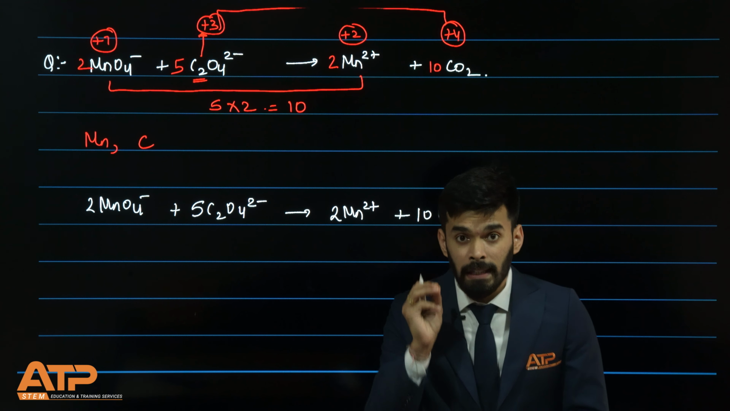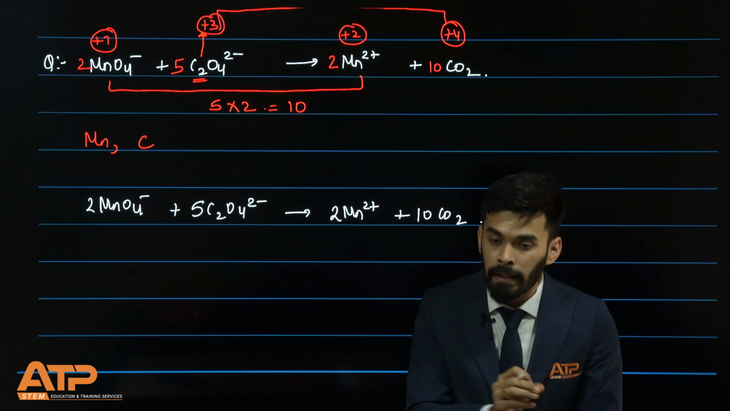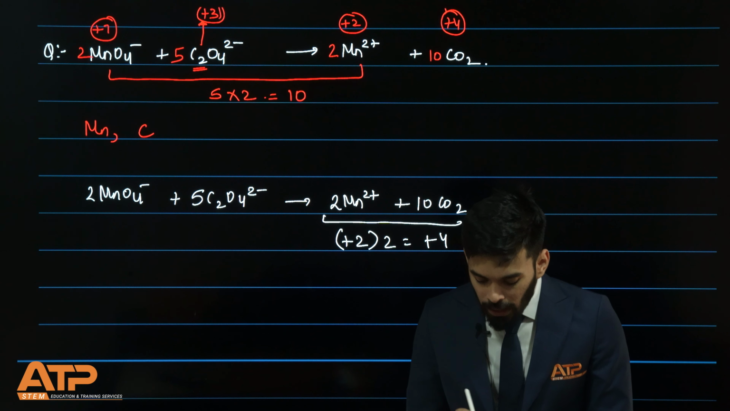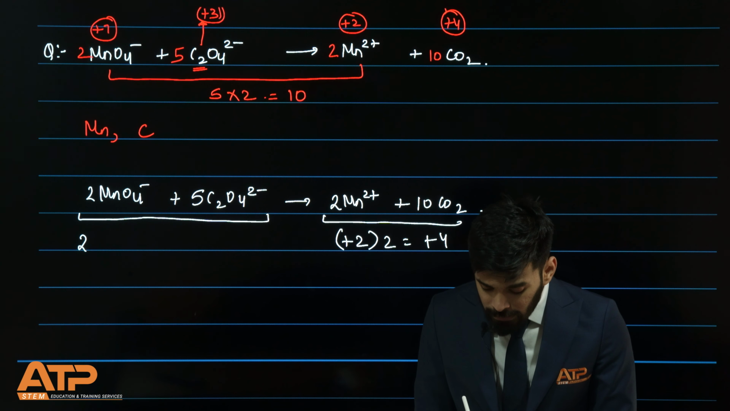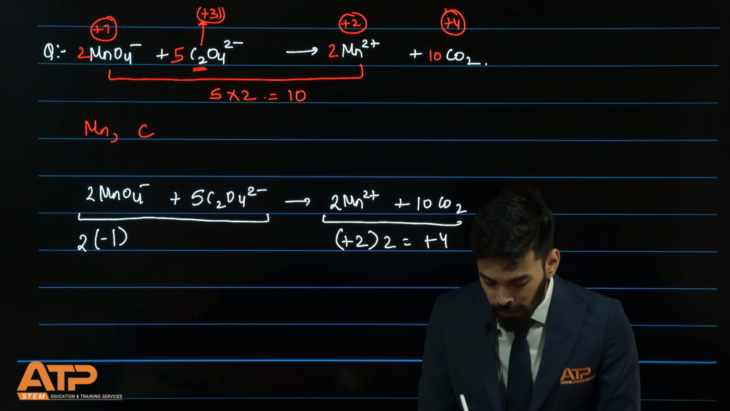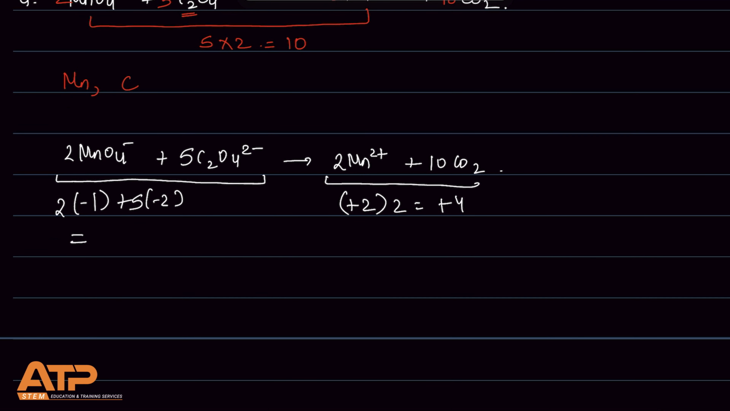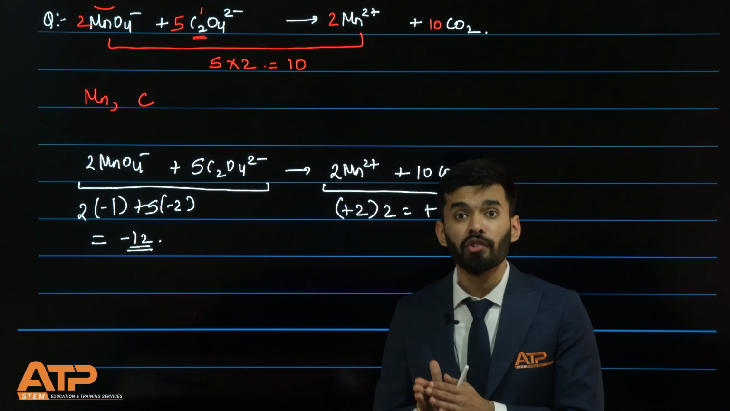So what is the net charge on the product side? On the product side, the net charge is, see, manganese has a charge of +2 and there are 2 manganese atoms, so the net charge on the product side is +4. Whereas on the reactant side, what is the net charge? On the reactant side, the net charge is 2 into -1 plus 5 into -2. So the net charge on the reactant side is -12. So we have to make -12 and +4 equal.